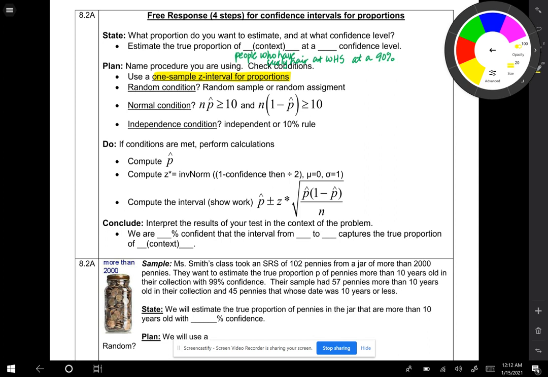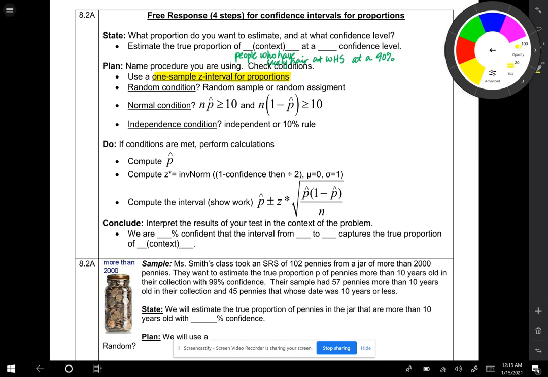In the do section, if the conditions are met, you perform your calculations. First thing you want to do is find your sample statistics. So find that P hat, your point estimate. Next thing you want to do is use either table A or use your calculator. I prefer using a calculator to find your critical value, your Z star. Last thing you want to do then is get everything together and compute the interval. Show your work. What do I mean by showing your work? Plug in the numbers into your formula and use a calculator. That gets you full credit on a free response question.